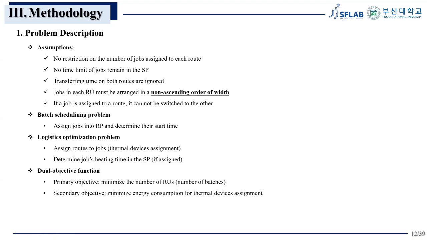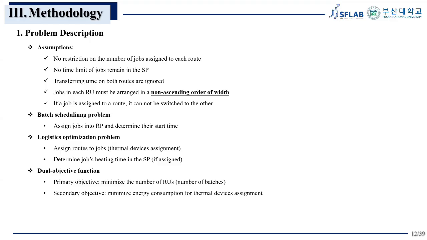The first component of the dual objective optimization problem is the batch scheduling problem, in which the decision variables are mainly assigning jobs to the rolling positions and determining the starting time. For the logistic optimization problem, we will assign a route to each job, or what we call thermal device assignment. And then if a job is assigned to a soaking pit, we also need to determine the heating time of the job.